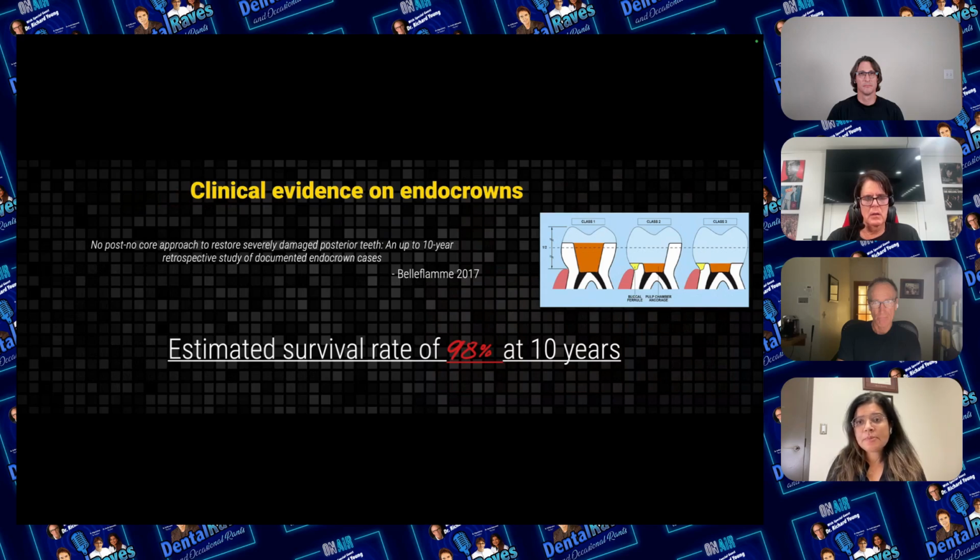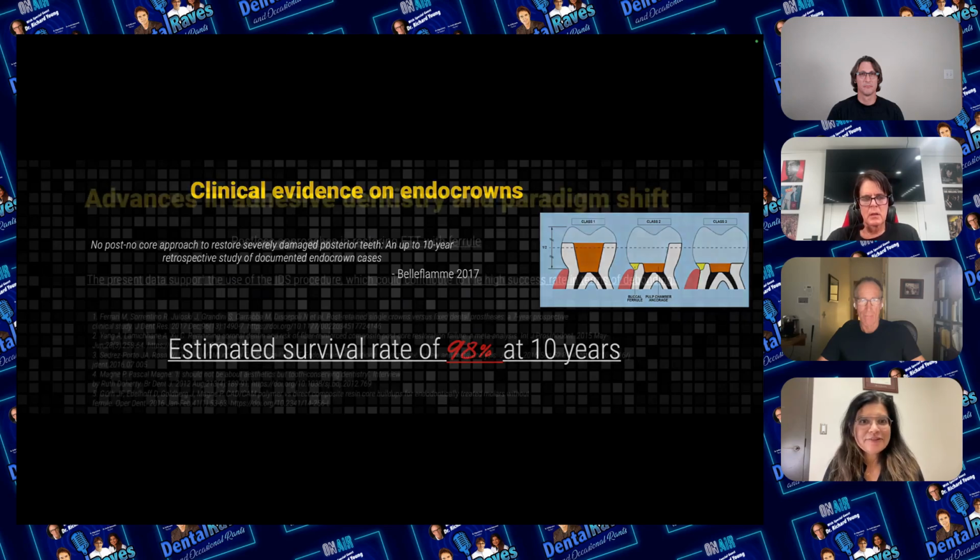Then the last paper I'm going to talk about today is the clinical evidence on endocrowns, another good study that showed estimated survival rates of 98% at 10 years. And this was a retrospective study of documented endocrown cases. And then this is how they had the design of the restoration. I cannot use my cursor for some reason, but you can see the picture speaks for itself.